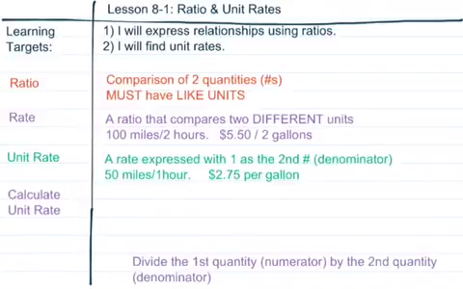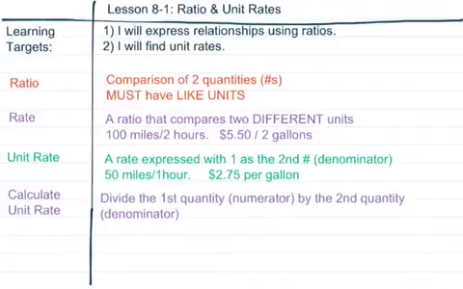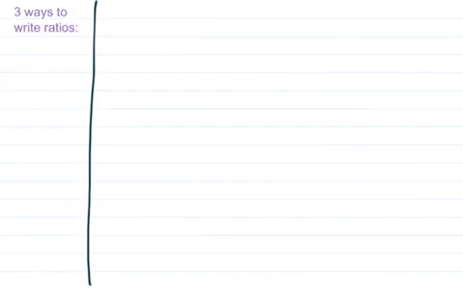And the way we calculate unit rate, all you have to do is divide, because if you remember, this bar right there, that's the same thing as a division sign, right? So all we have to do is divide. So divide the first quantity, or numerator, by the second quantity, which is the denominator. Okay, I'm moving on to the next screen.